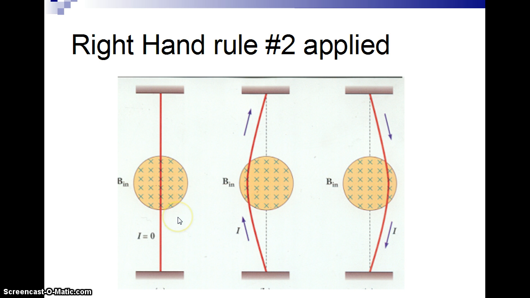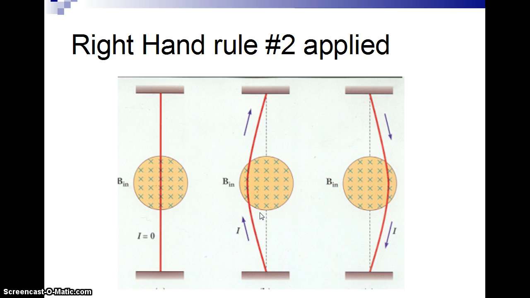So in this case, the current is either going to be up or down, so you're going to orient your hand one way or the other. If the current is going up, you point your hand up parallel to the screen, and the magnetic field is in. That means the force is going to be to the left, and it pushes the wire off to the side.